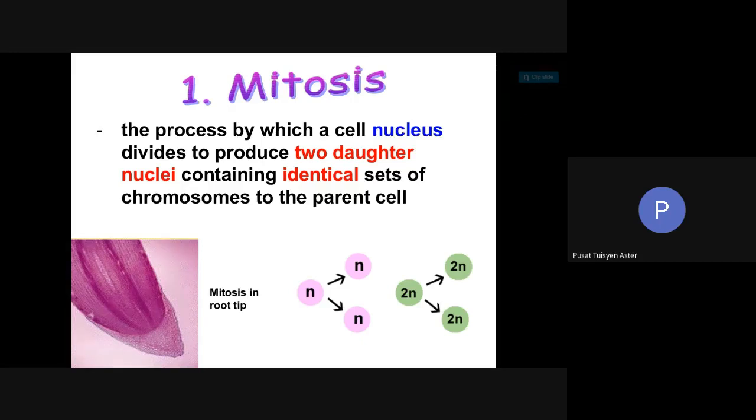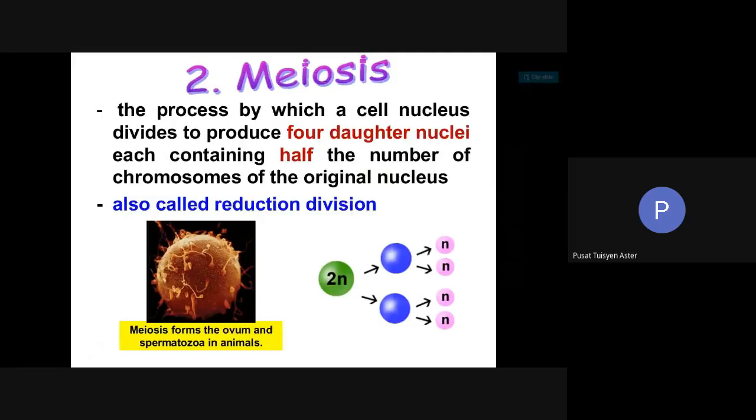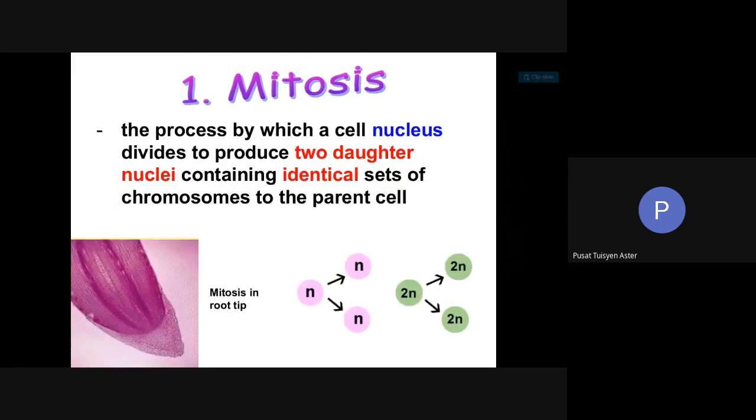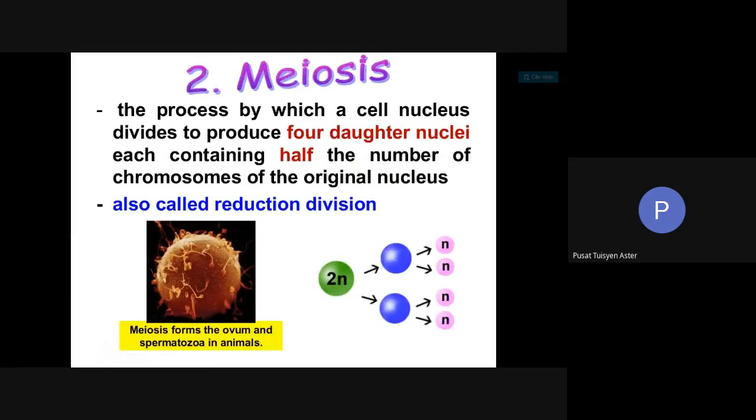Right. Meiosis is not like that. Mitosis divides to produce two daughter nuclei containing identical sets of chromosomes to the parent cell, right? But here there are only two daughter cells. For meiosis, you're going to get four daughter cells. How? It is the process by which a cell nucleus divides to produce four nuclei, each containing half the number of chromosomes of the original nucleus. So it's half. Why are we doing it like this? It's also called the reduction division. Meiosis forms the ovum and spermatozoa in animals. Alright, so 2N can split into 2 cells. From there each will produce 2 daughter cells. Totally, you'll have around 4 daughter nuclei.